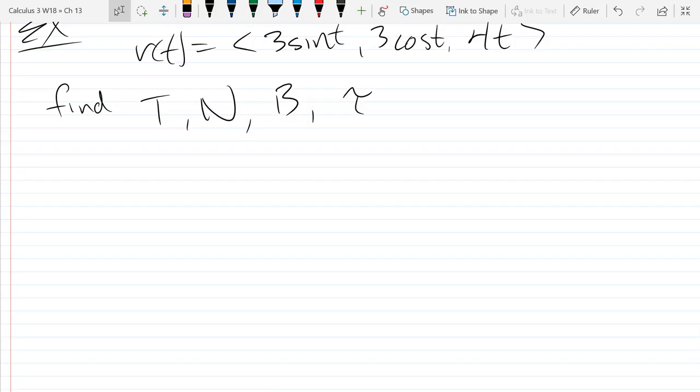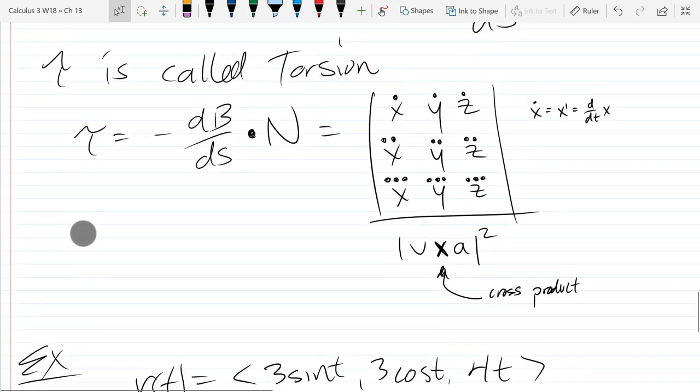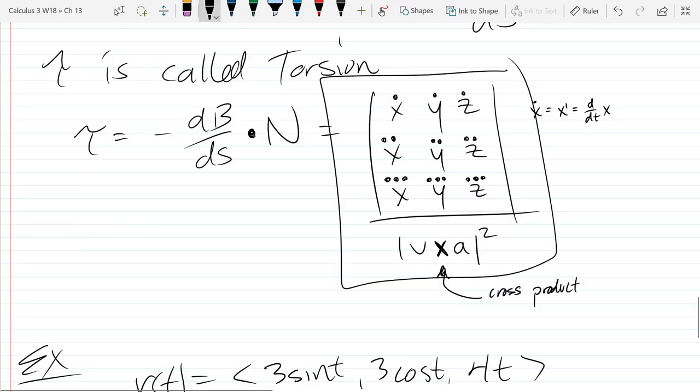All right, so go ahead, compute these. I think I have them in the right order. The way I've defined torsion, I think you can find torsion separately, if you use this definition for torsion, you can actually find it pretty quick. All you really need is the velocity and acceleration.